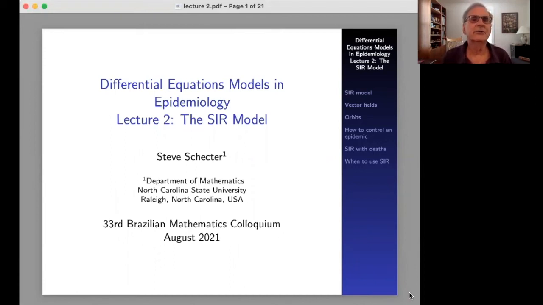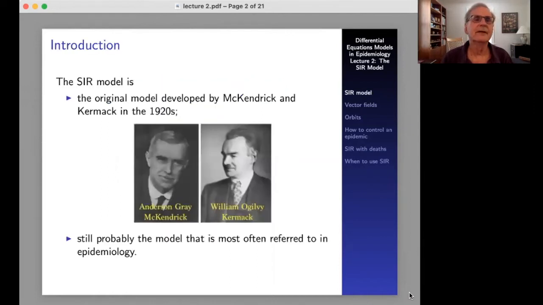This is lecture 2 of differential equations, models, and epidemiology. This lecture is about the SIR model. The SIR model is the original model developed by our friends McKendrick and Kermack in the 1920s, and it is still probably the model that is most often referred to in epidemiology.